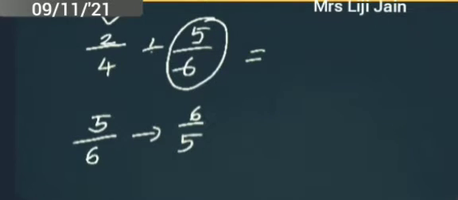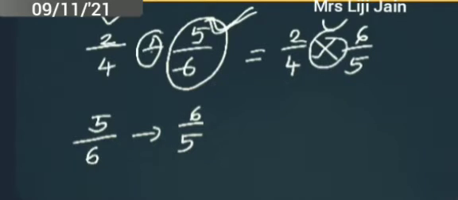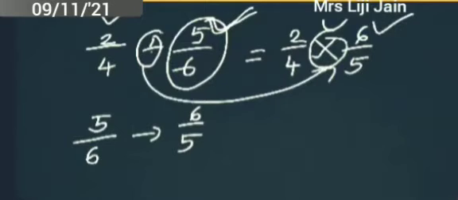And for doing this division, what we have to do is write the first fraction as it is, and division has to be converted to multiplication, and write the reciprocal of the denominator fraction, that is 6 by 5. So the rule for dividing two fractions is take the reciprocal of the denominator fraction and multiply. Division has to be converted to multiplication, and we have to take the reciprocal of the denominator fraction.